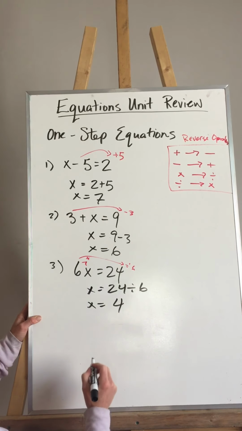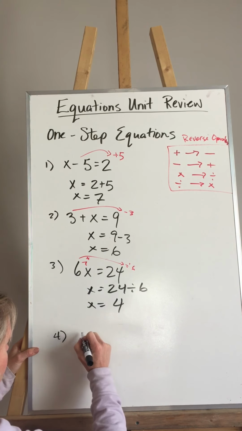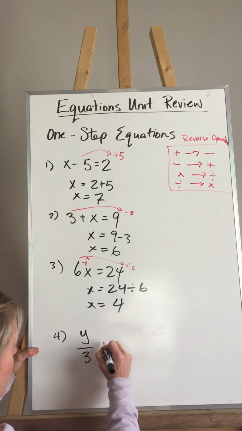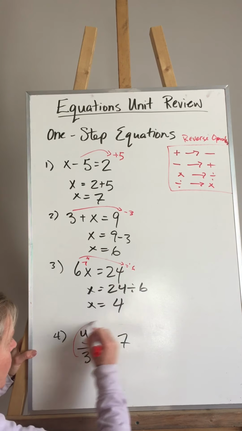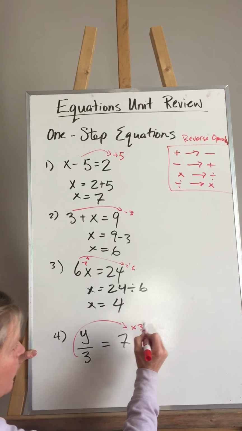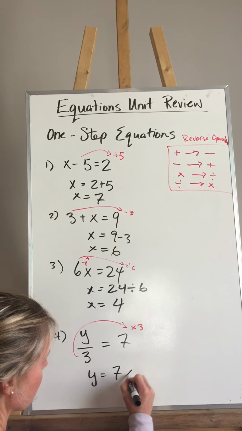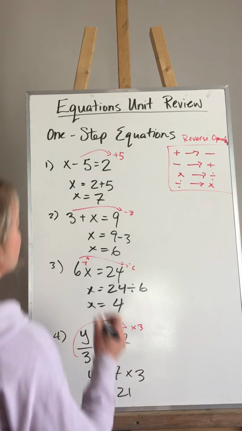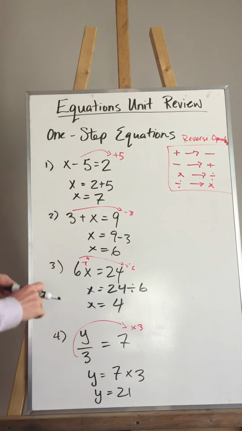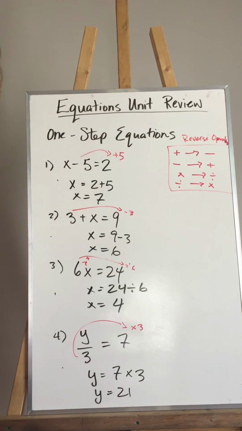Okay, x equals 4. And lastly, an example with division. Let's say we had y divided by 3 equals 7. Okay, because this is division, when the 3 comes over, it's going to be multiplication. So y is going to equal 7 times 3, y is going to equal 21. Okay, so that's an example of one-step equations for subtraction, addition, multiplication, and division.